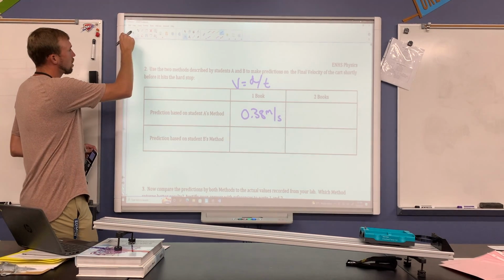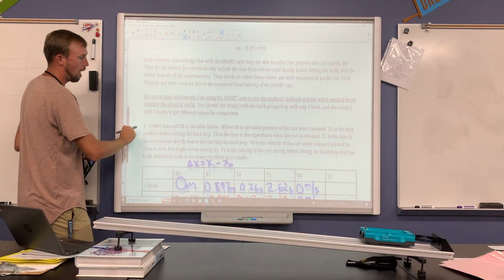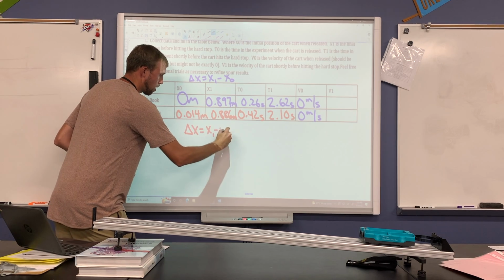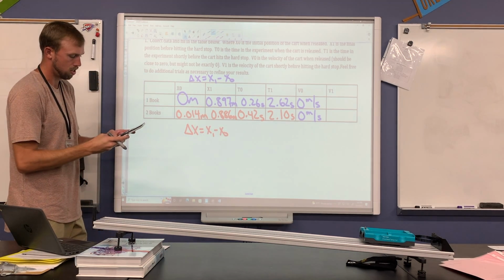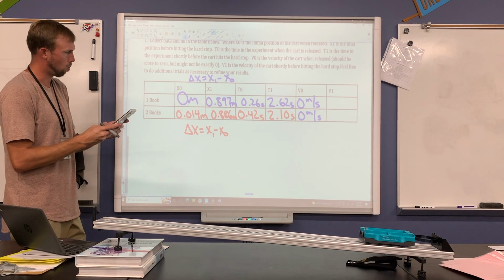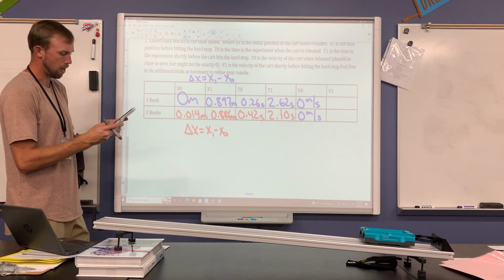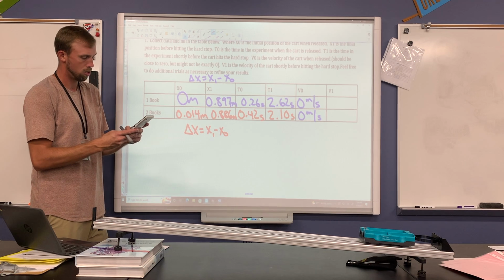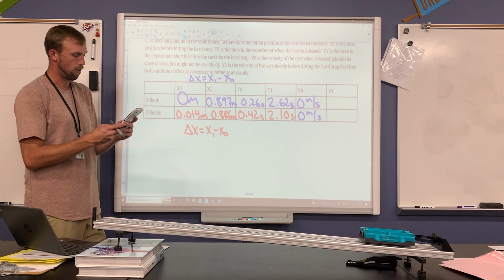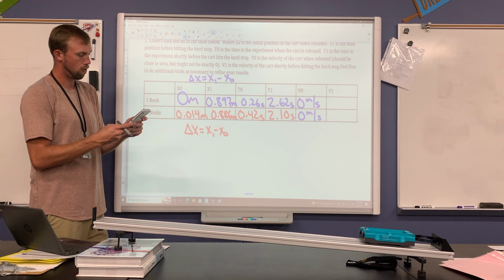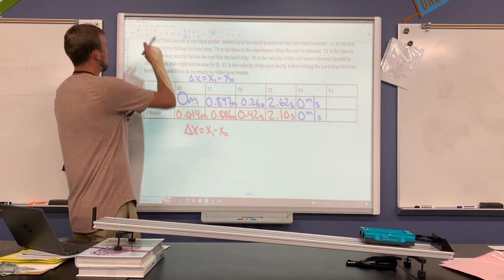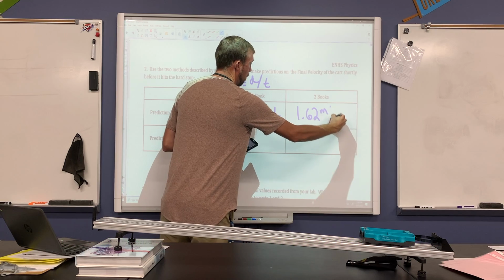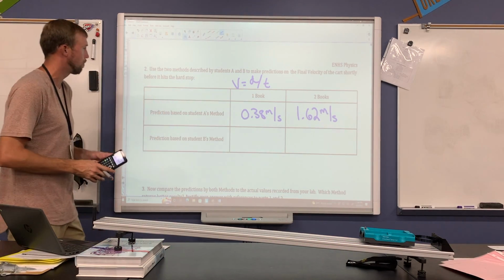Now, for 2 books, we'll go with our total distance over our total time. So delta x there, again, is going to be final minus initial. So I'll take 0.866 minus 0.014, and then divide by our total time. So that's going to be final minus initial, so 2.1 minus 0.42. Okay, so 0.507, so I'm going to say 0.852 over 0.507, and I get a final velocity of 1.68. So, for student A, these are the predictions we have on our final velocity, using student A's opinion.